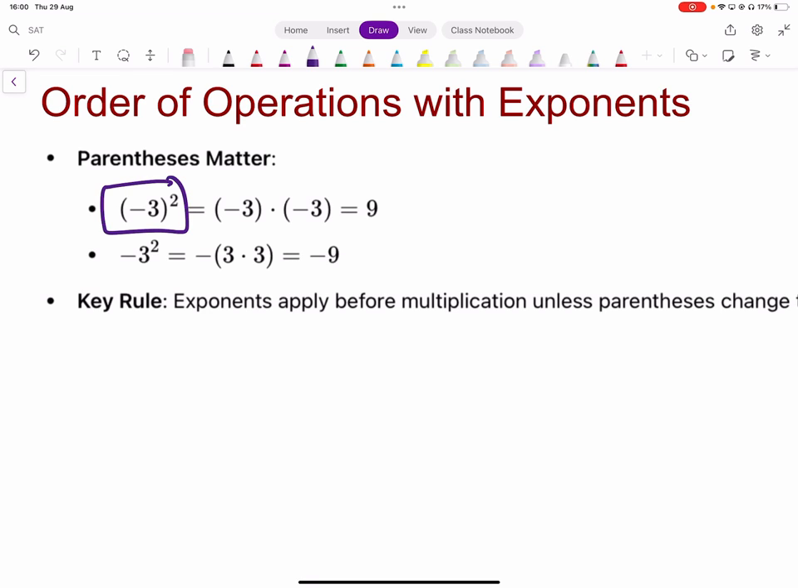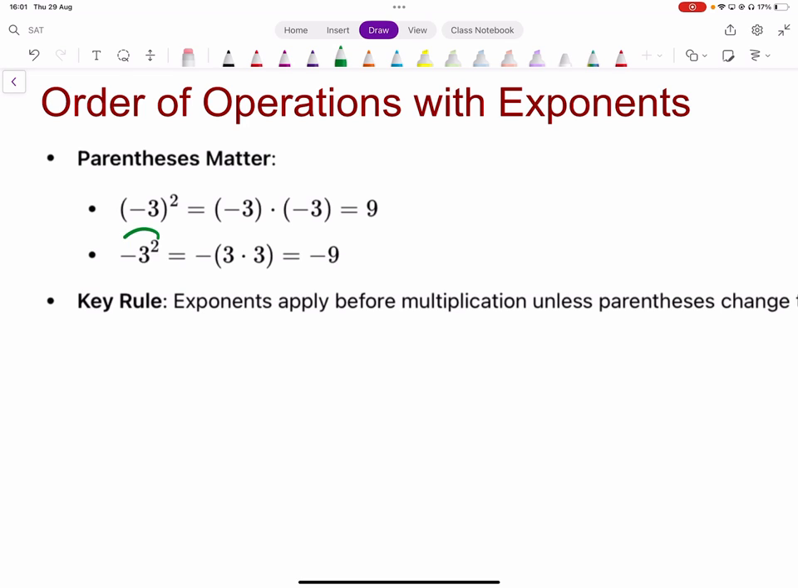You will often see expressions like these, (-3) whole squared and then -3 squared. These are two different things. In the first case, the negative sign is inside the bracket. So when you evaluate the square, the result turns out to be positive, right? Because the negative is inside the square. When you square that thing, the result turns out to be positive.